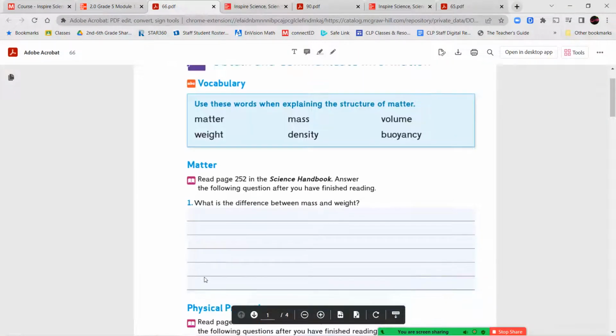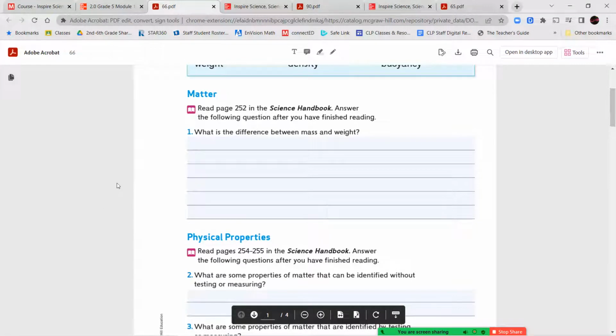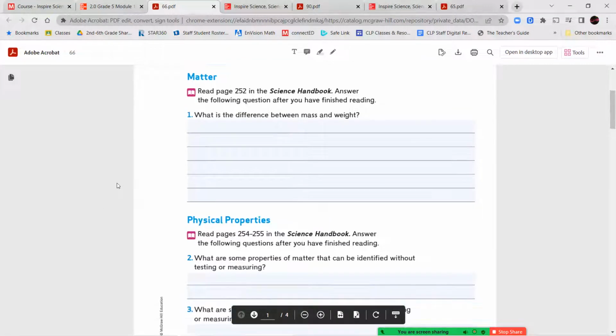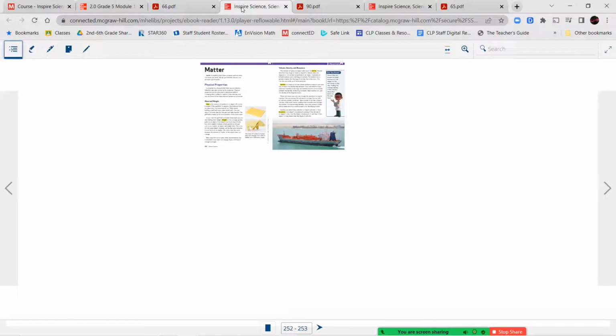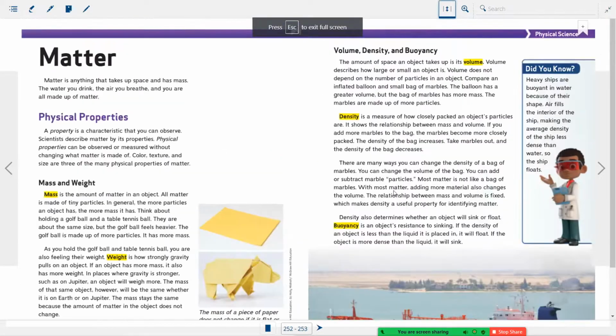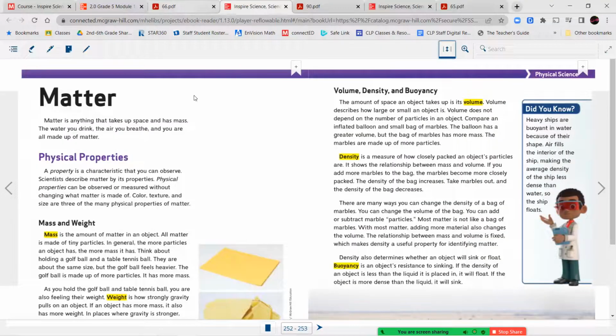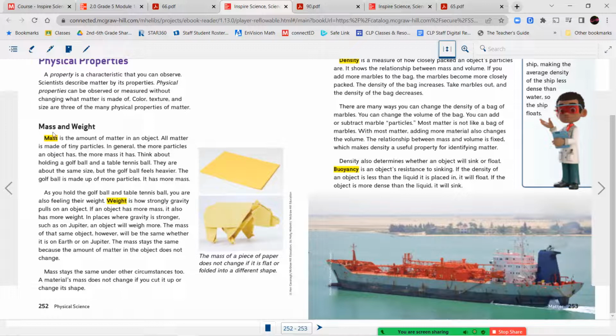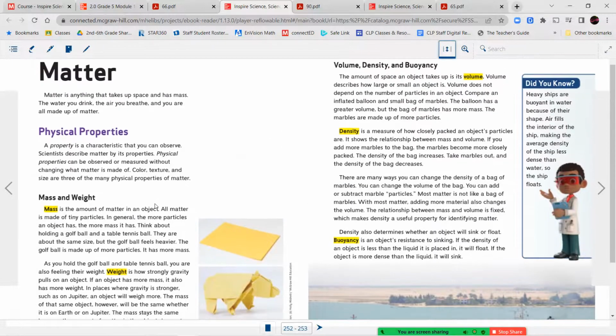All right, now we're going to read through page 252 in our science handbook. That's your textbook. And we're going to answer the question, what is the difference between mass and weight? All right, let's make that a little bit bigger so we can read it. There we go. Okay, so for this particular answer, we're reading just on page 252.